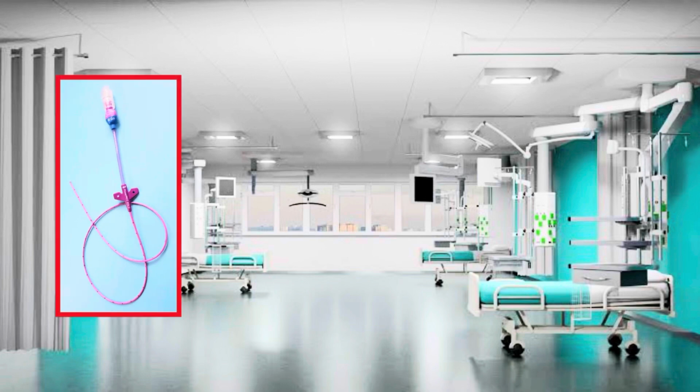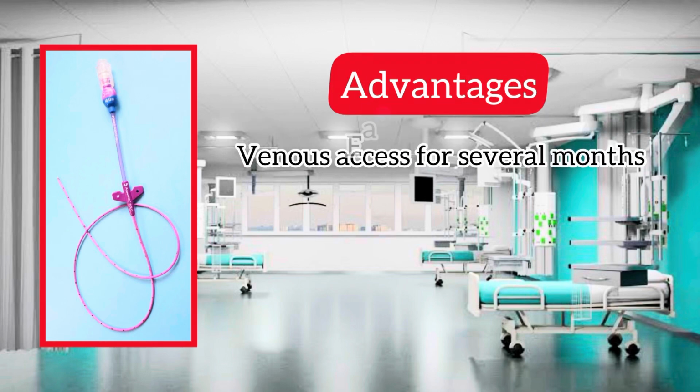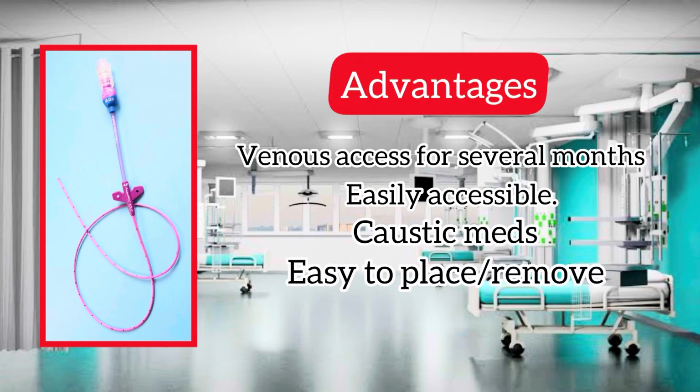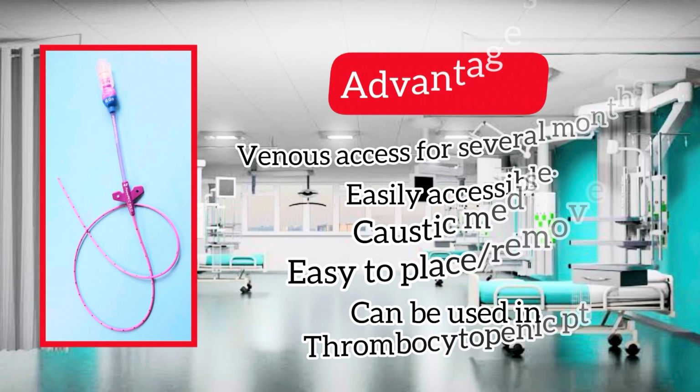PICCs have several advantages over other central catheters. They provide medium-term venous access for several weeks up to 6 months. They are much more easily accessible due to their peripheral exit site and are capable of delivering the same caustic medications and fluids at similar flow rates compared to other central catheters. They can be easily placed and removed at the bedside by nursing staff. PICCs can also be used in thrombocytopenic patients with platelet count less than 50,000 per mm.